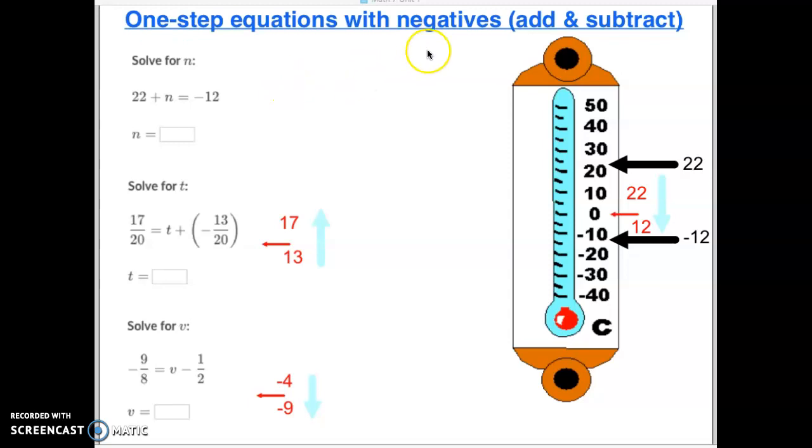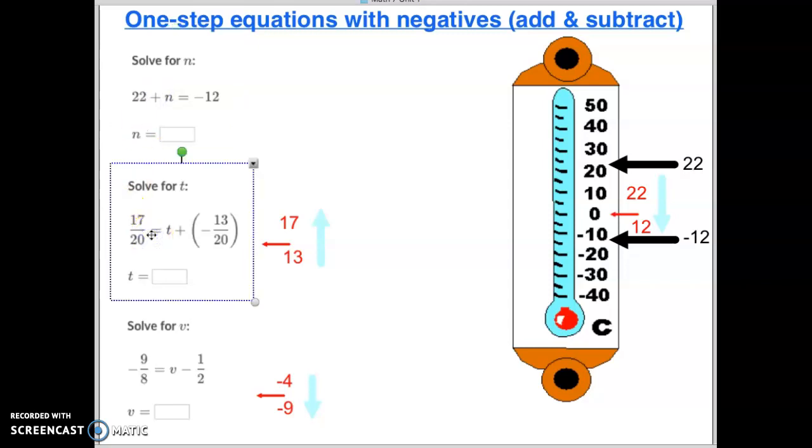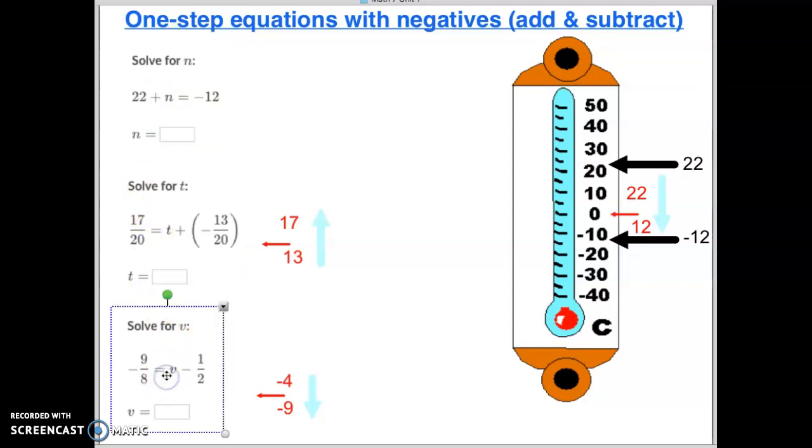One-step equations with negatives, add and subtract them. So there's kind of three levels of it. There's your easy level, which I have right here. I'm gonna lock that in place. There's your medium level, which is right here. I'll lock that in place. And then your more difficult level, which is right there. And when I say more difficult, it's not terrible. It's just a little more difficult.